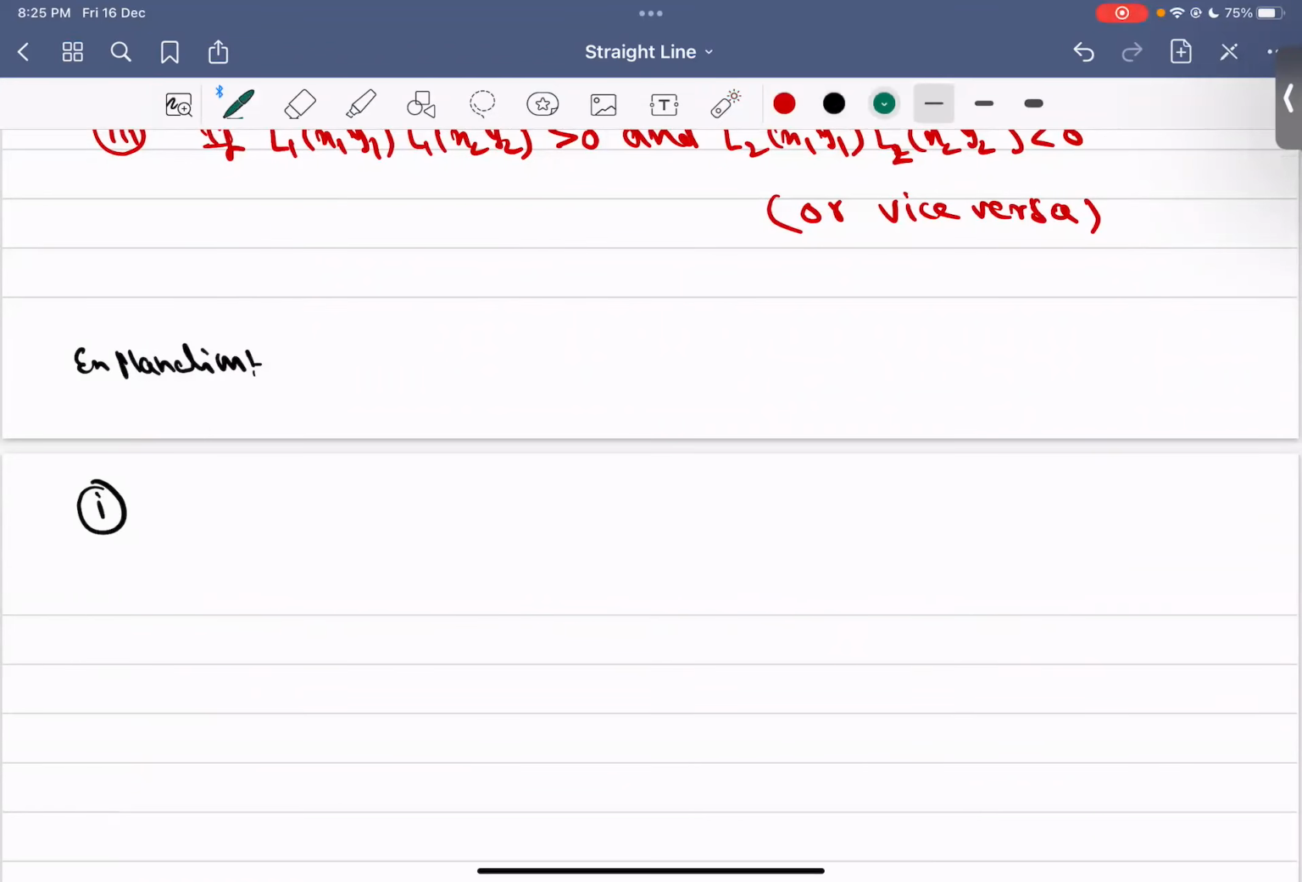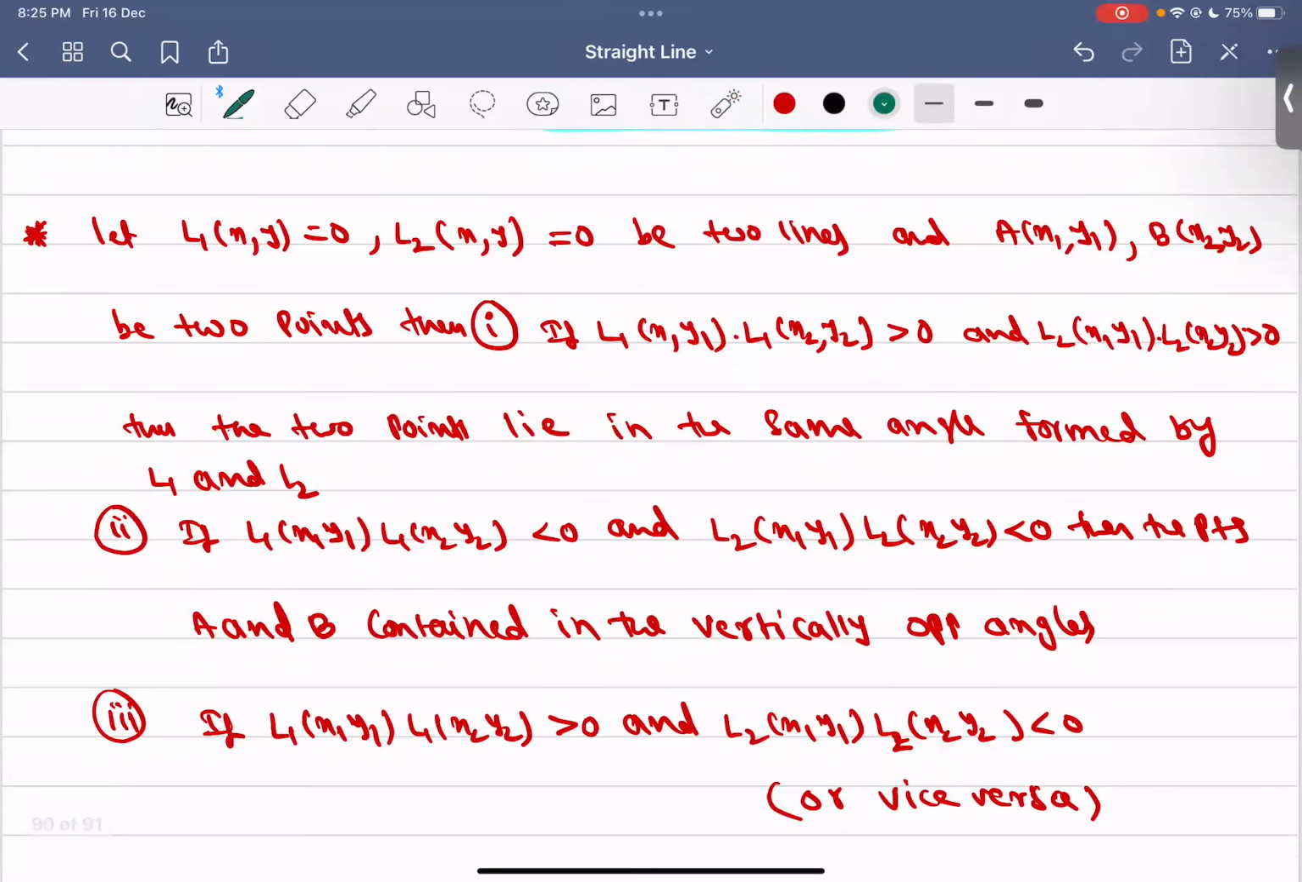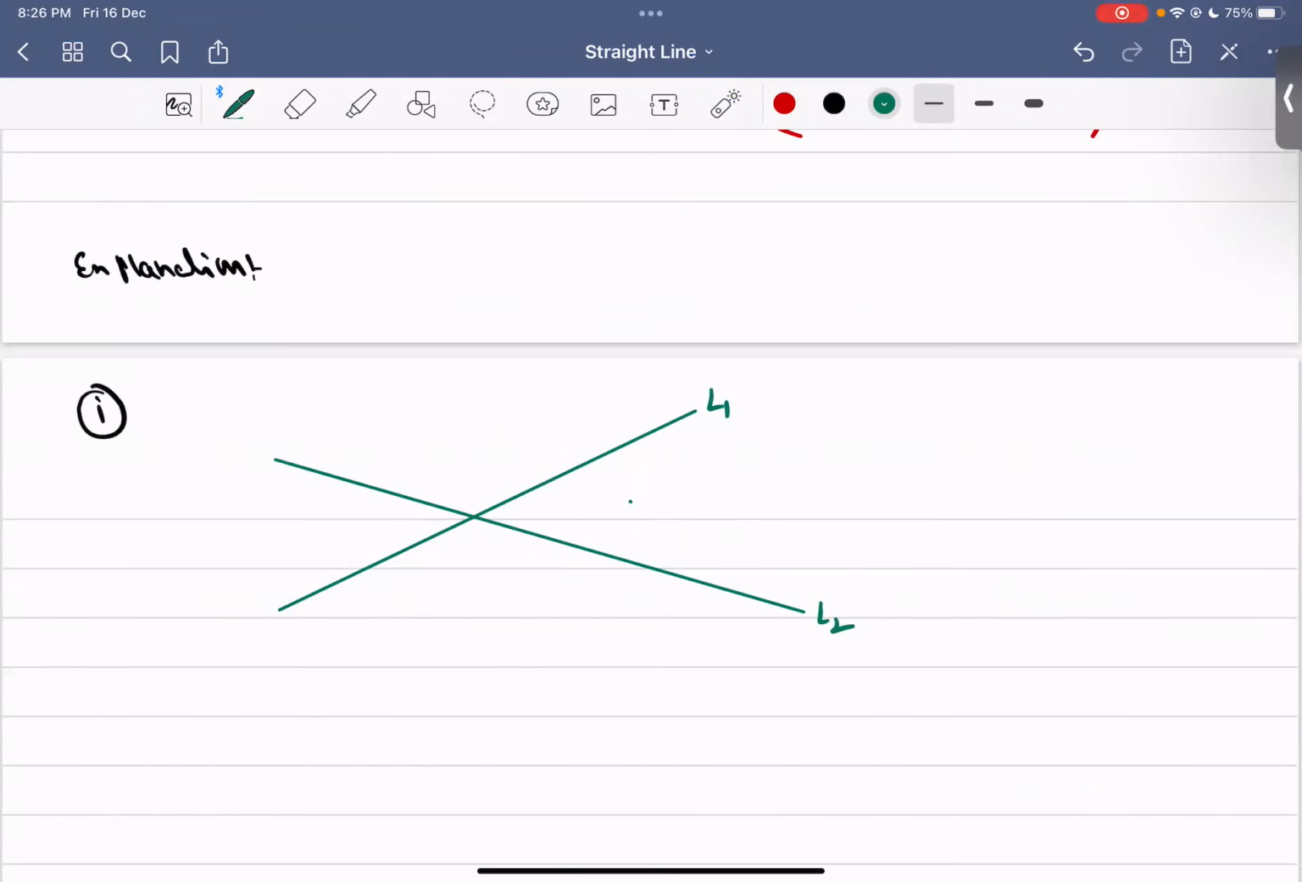Suppose this is line L1, and this is the line L2. In first one, that both the points lie in the same angle formed by the lines. Suppose in this region, if the points are like this, means not only here, the point may lie here or here or here. Any of the four regions, same angle region.